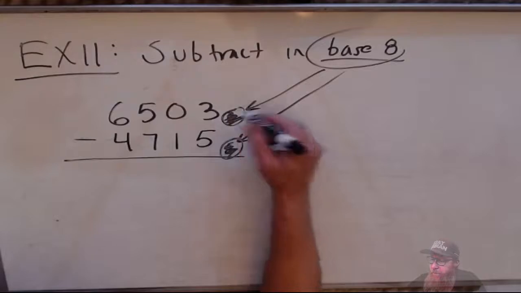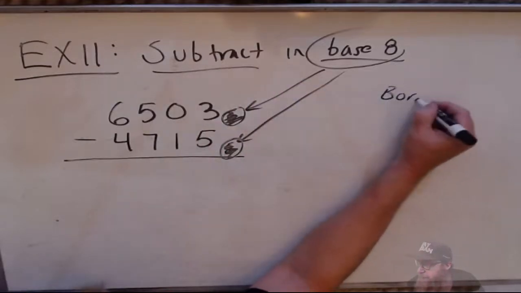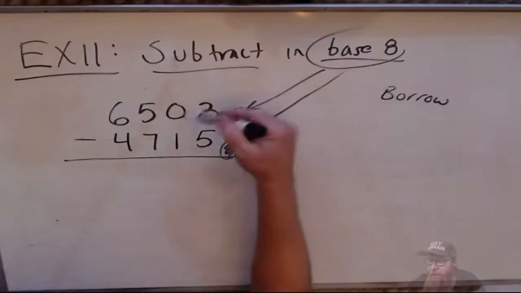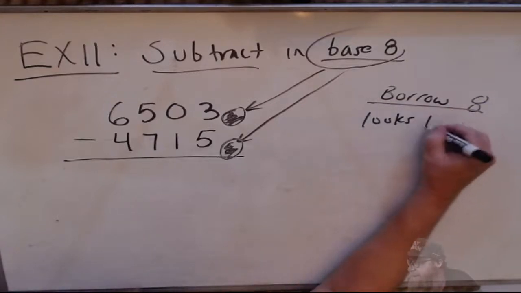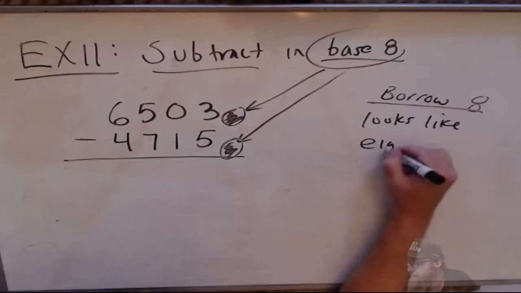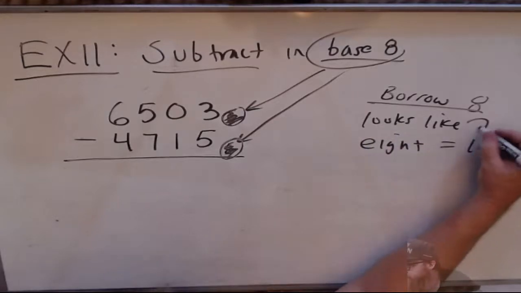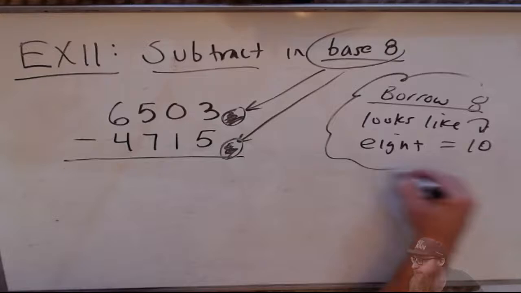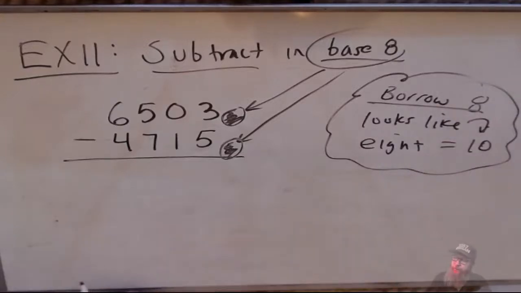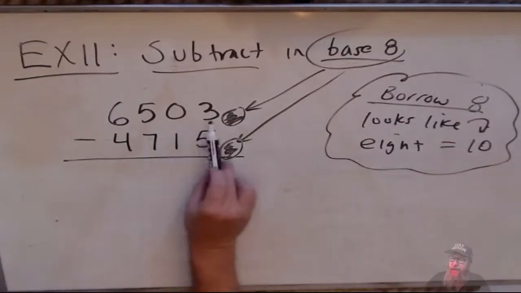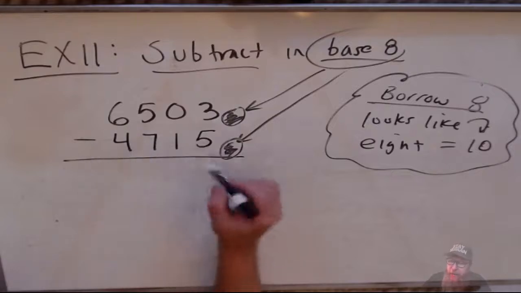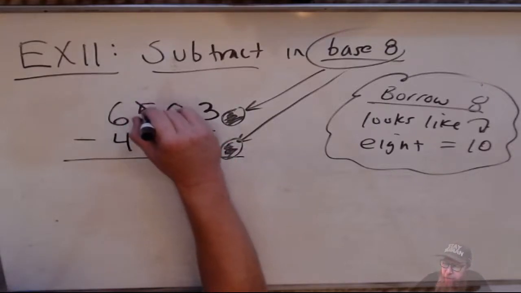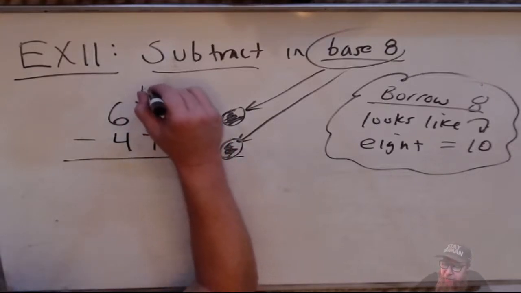Again, subtracting is borrowing, right? You're going to use the borrowing. But you're not really borrowing 10, you're borrowing 8s. But 8 looks like 10. So keep that in mind when you're doing your subtraction. You ever had this happen before? When you go to borrow and your neighbor doesn't have anything to borrow from, you have to borrow from your neighbor's neighbor. So you're going to borrow from the 5.